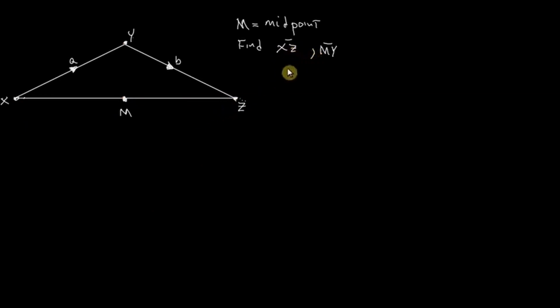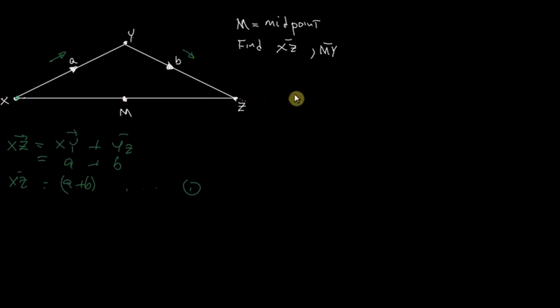So first let's find XZ. Now we are trying to find XZ, then the vector going from X to Z is equivalent to going from X to Y along this path and from Y to Z along this path. So we could write that XZ is equal to the vector XY plus the vector YZ. We know that XY is equal to a and YZ is equal to b. So XZ is then a + b. So this is our first equation.